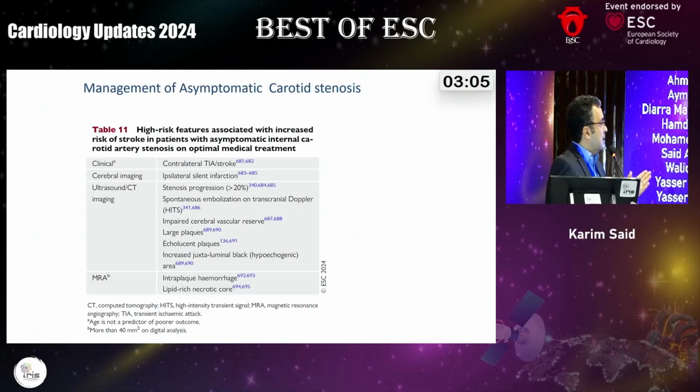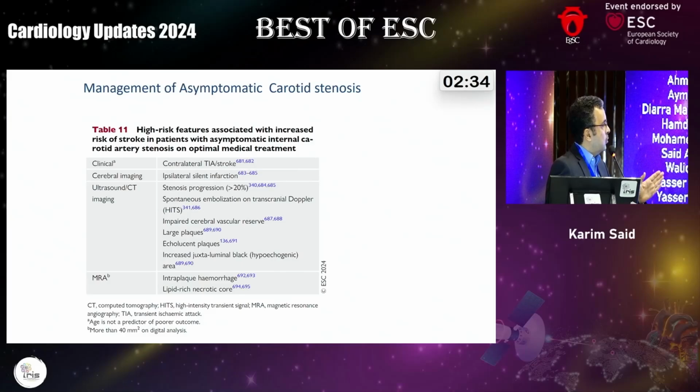If the patient is having a contralateral stroke on the other side, this is a high risk. If there is an ipsilateral silent infarction by MRI, this is a high risk. Sonography can give a clue. The percent diameter stenosis is not a risk factor. However, if there is a progressive stenosis, more than 20% per year, among other features, MRA can detect features of vulnerable plaque, such as the lipid pool or the blood hemorrhage within the plaque itself.